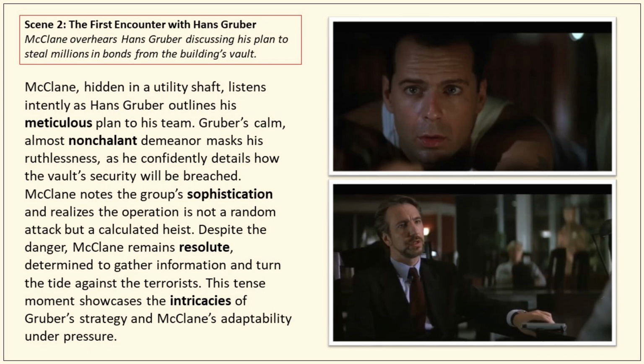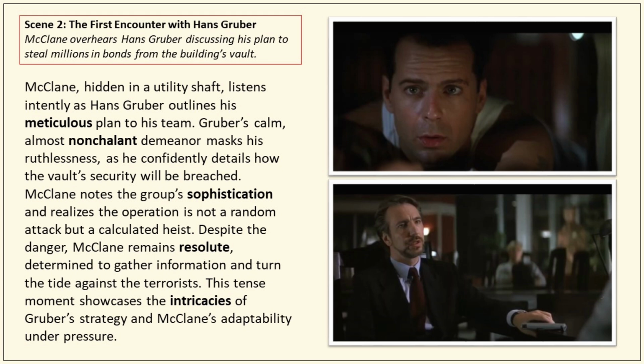Scene 2. The first encounter with Hans Gruber. McClane overhears Hans Gruber discussing his plan to steal millions in bonds from the building's vault. McClane, hidden in a utility shaft, listens intently as Hans Gruber outlines his meticulous plan to his team. Gruber's calm, almost nonchalant demeanor masks his ruthlessness as he confidently details how the vault's security will be breached.